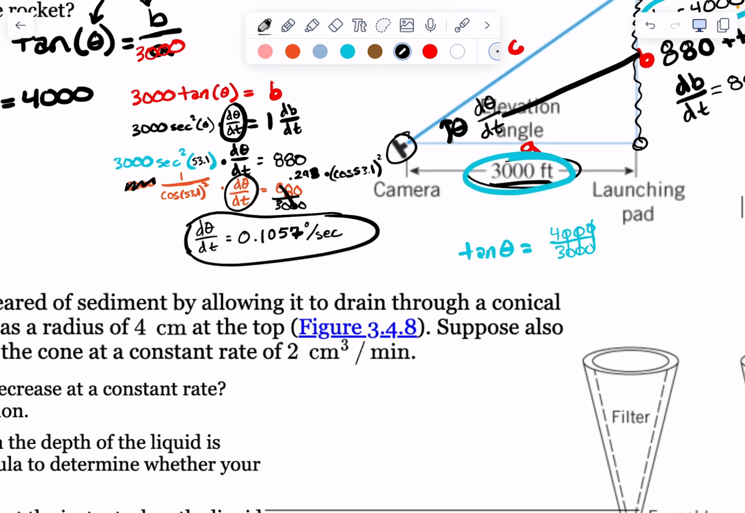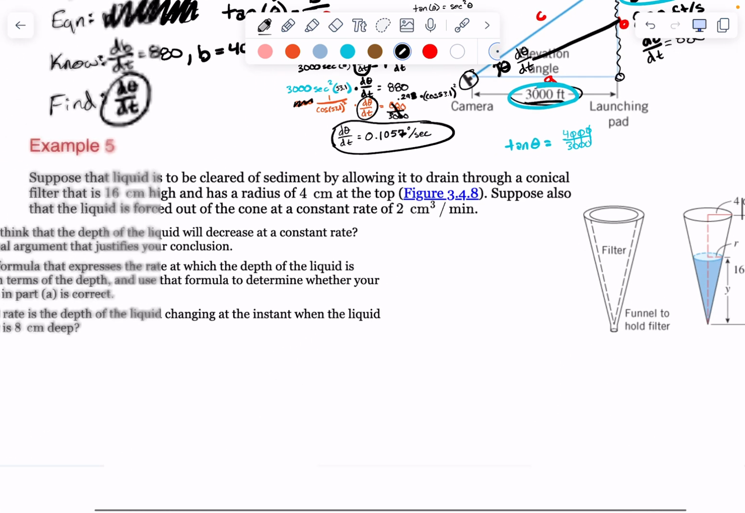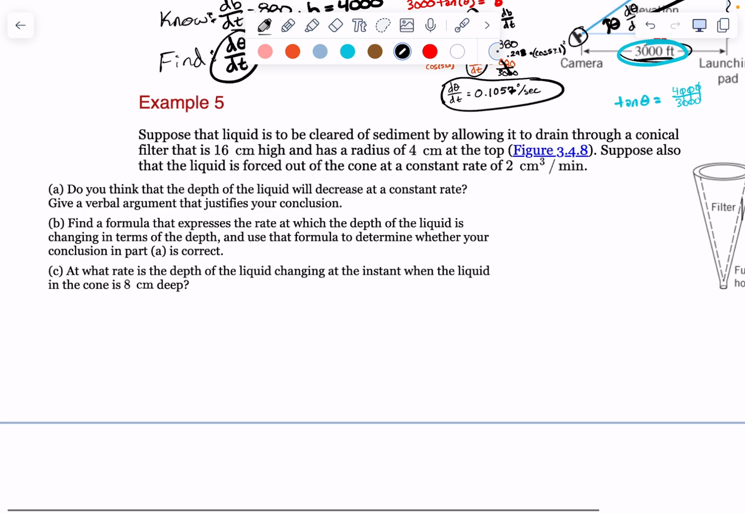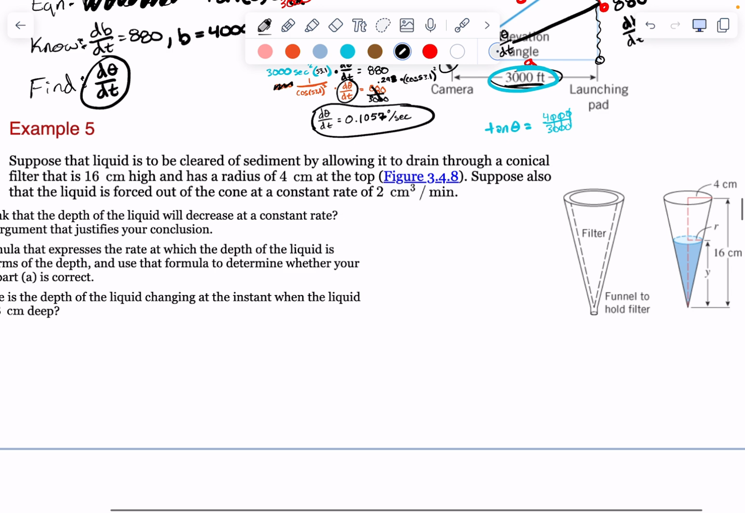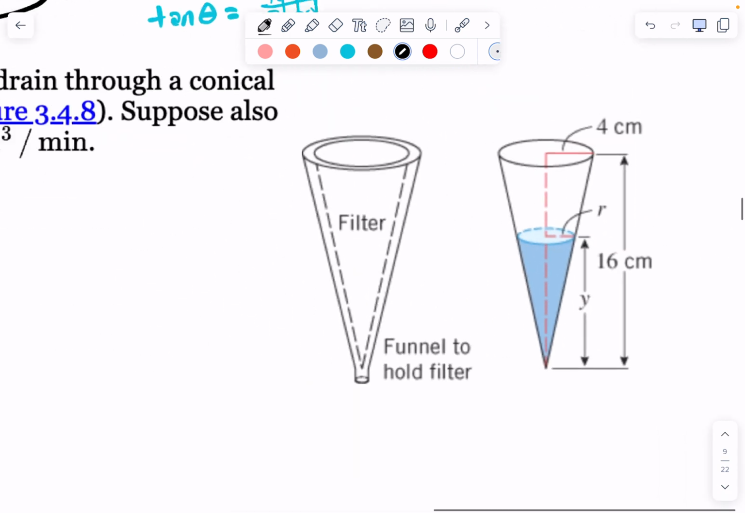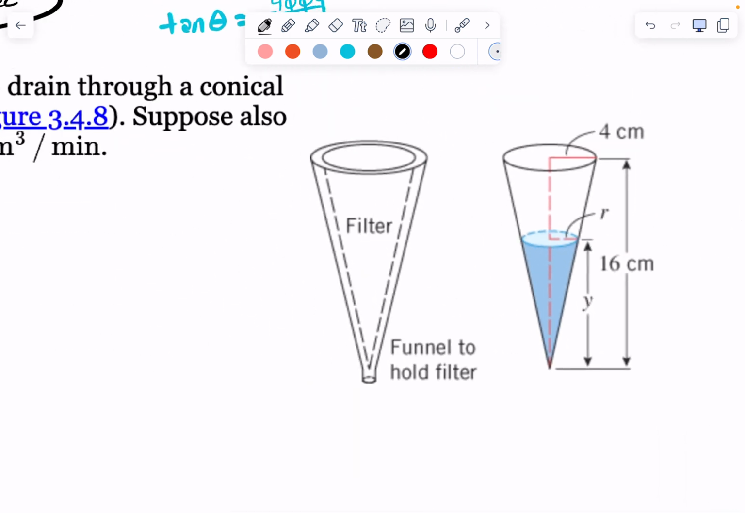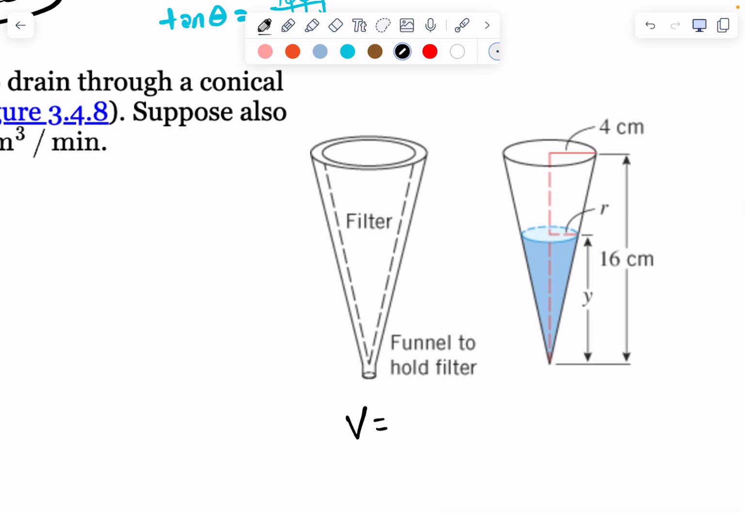Ugh. All right, let's see what this one does. Let's see if this one's a little easier. I don't know for sure. We're draining water through a conical filter. Okay, so we got a cone going on, and I'm going to imagine that we're doing volume of a cone, right? Do you know what volume of a cone is? Absolutely not. Do you know what volume of a cylinder is?